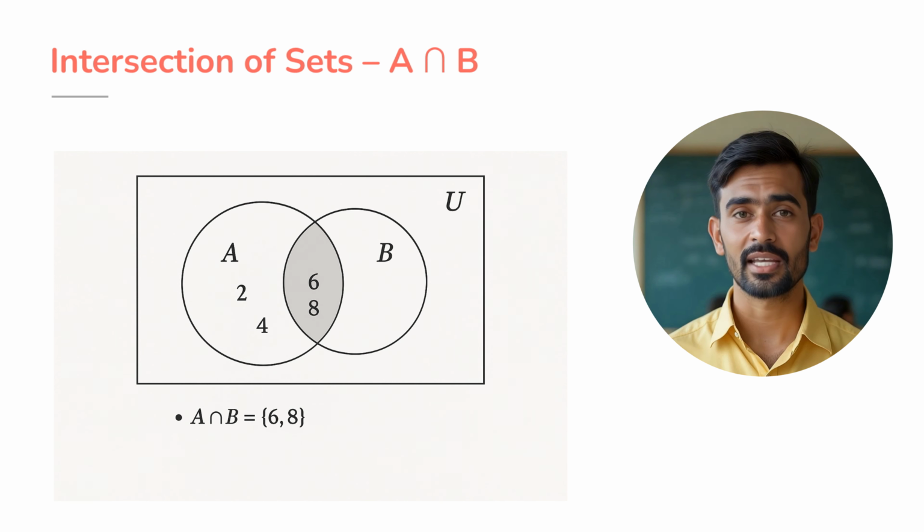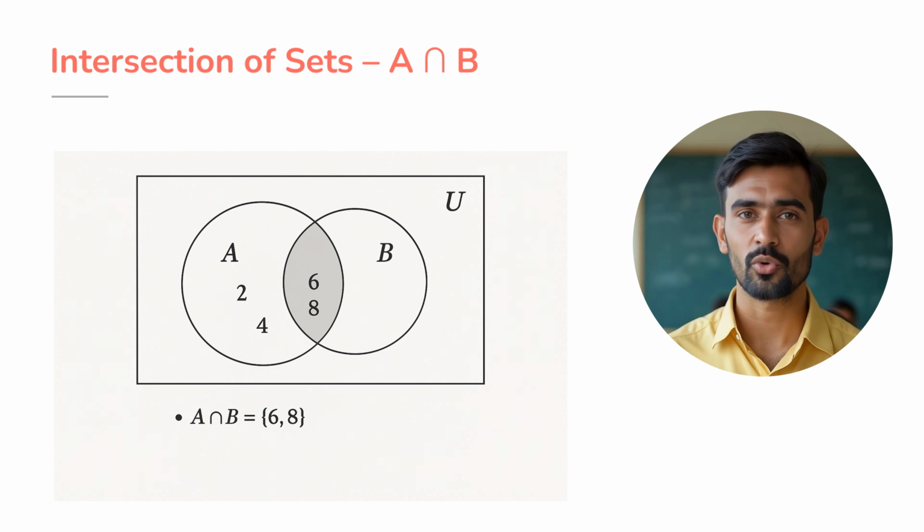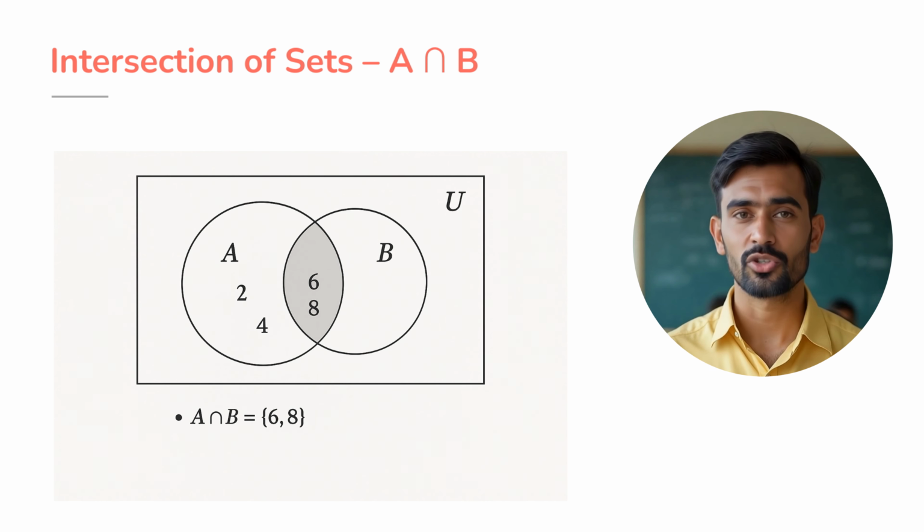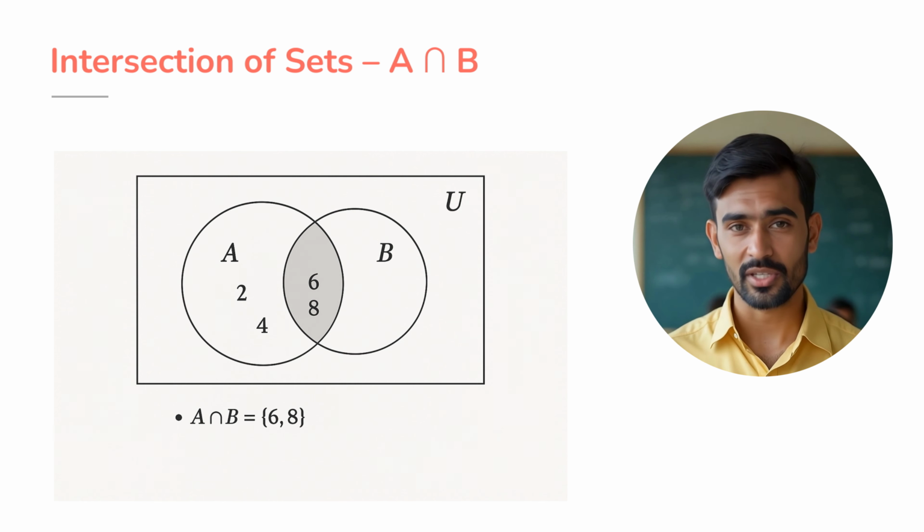Now let's look at the intersection of two sets. The intersection of A and B includes only the elements that are common to both sets. We say A intersection B. If A is {2, 4, 6, 8} and B is {6, 8, 10}, then A intersection B is {6, 8}. In a Venn diagram, this is shown as the overlapping region between the two sets.